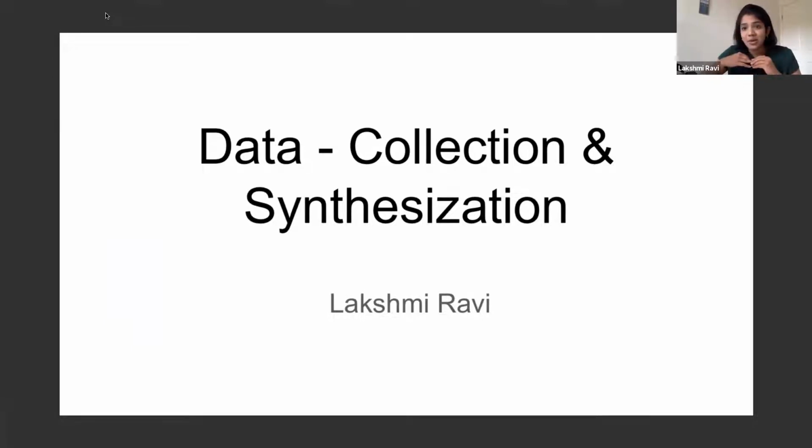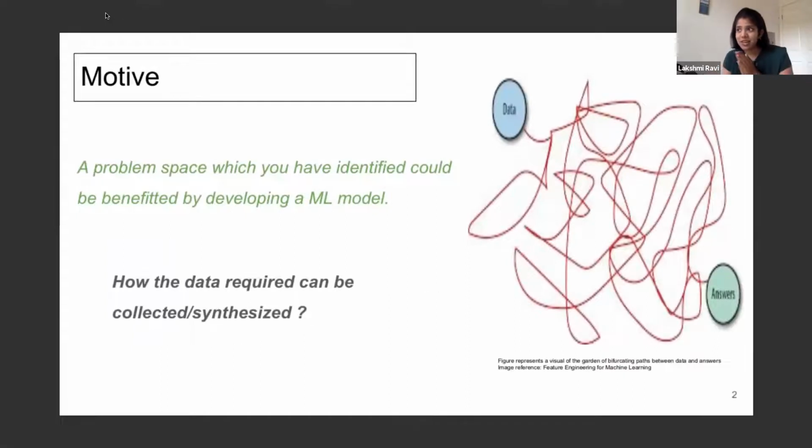So this talk is going to be about data collection and synthesization. The motive of my talk is for machine learning engineers or data scientists: when you have identified a problem space that could benefit from machine learning model development, how do you go about it? How do you start collecting or synthesizing the data that is required? What are the problems that data science practitioners generally face, and how do you look out for the problems and identify the solutions?